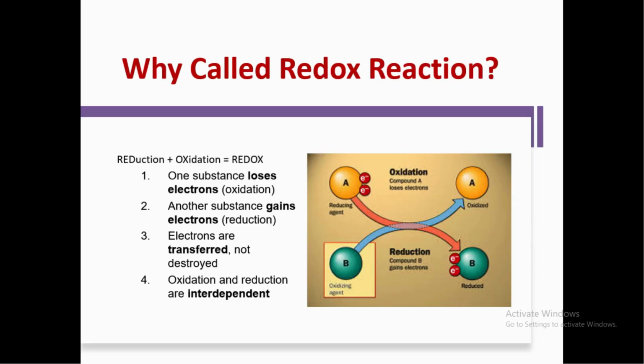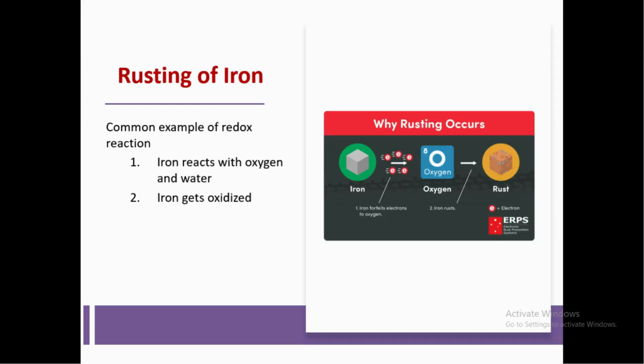So why is it called a redox reaction? Basically, reduction plus oxidation is redox. One substance loses electrons, which is oxidation. Another substance gains the electrons, which is reduction. So the electrons are transferred, not destroyed. So oxidation and reduction are interdependent. There is the example of the rusting of iron.